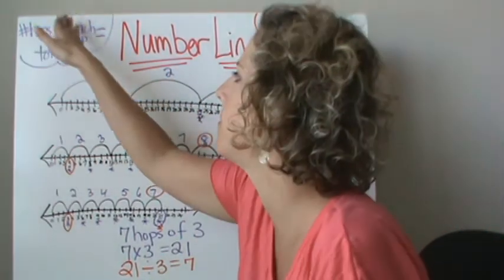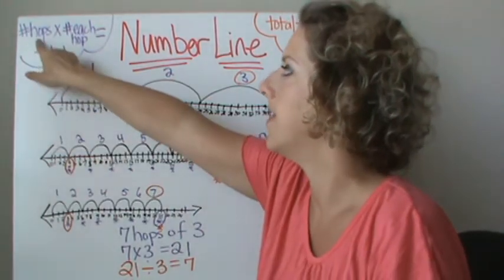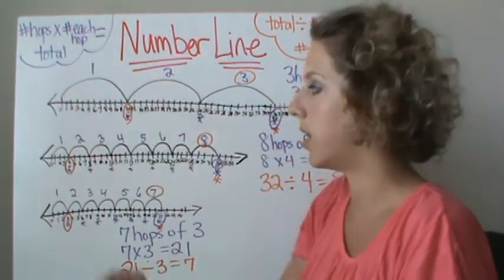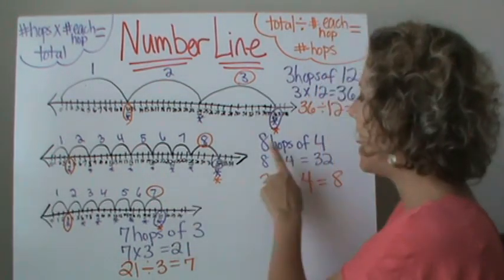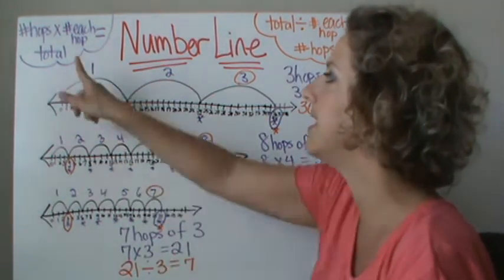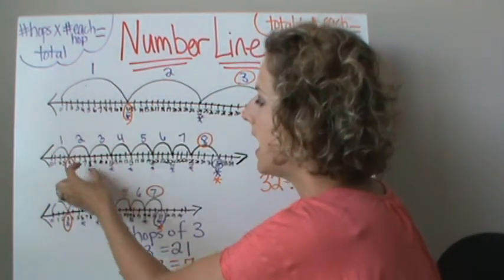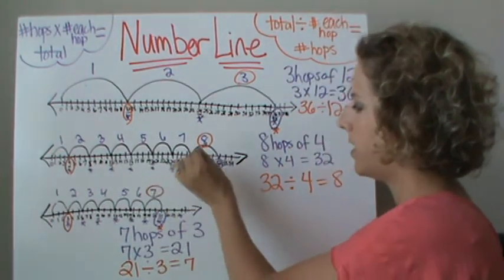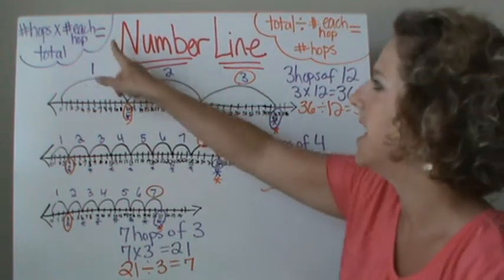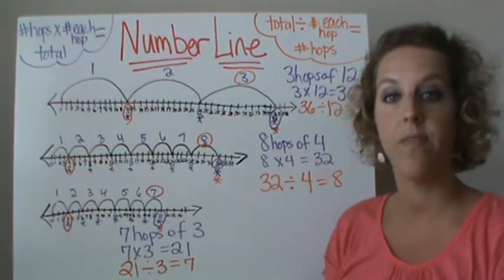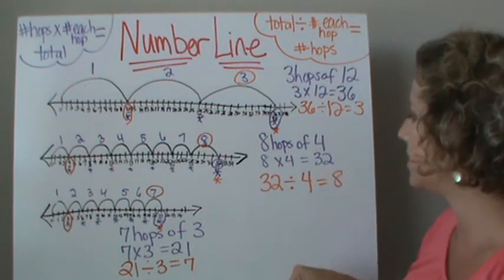So let's look at the formula for the second one. We know that the number of hops is going to come first. So we have 8 hops here times the number inside of each hop, or what you're skip counting by. So you have 4, 8, 12, 16, 20, 24, 28, 32. You're skip counting by 4s. So 8 times 4 is equal to the total, and we finally land on 32. So 8 times 4 is 32.